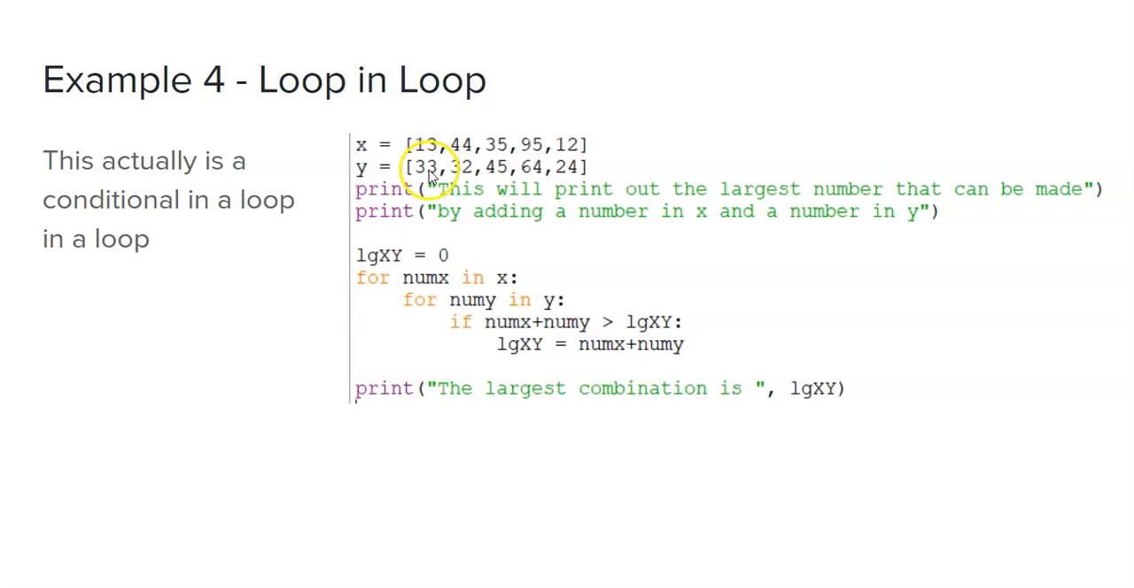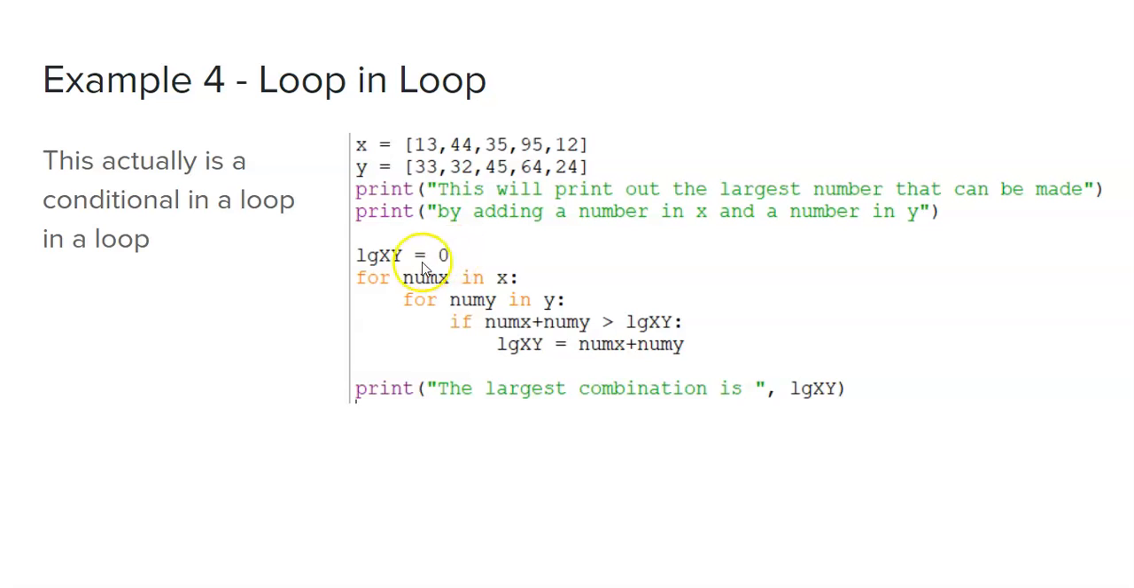So it's going to try 13 plus 33, 13 plus 32, 13 plus 45, 13 plus 64, 13 plus 24, 44 plus 33, 44 plus 32, and so on, until it's tried every combination of numbers between a number in x and a number in y. And then it's going to print out what the largest possible number you could have made by adding a number from x to a number from y.